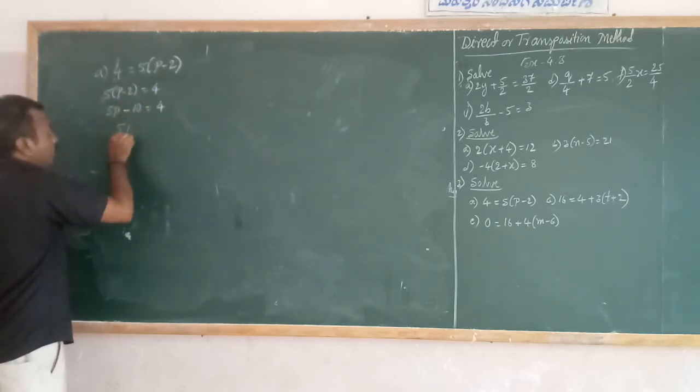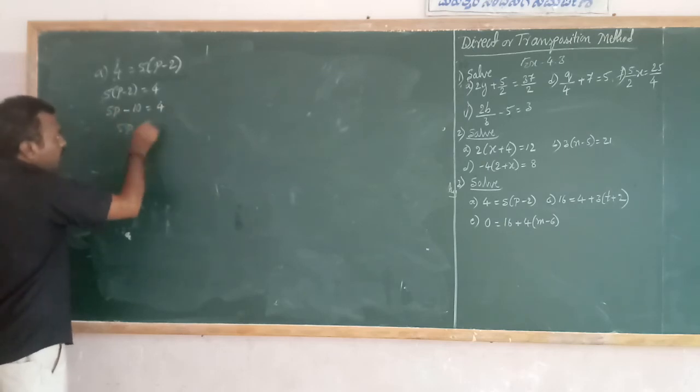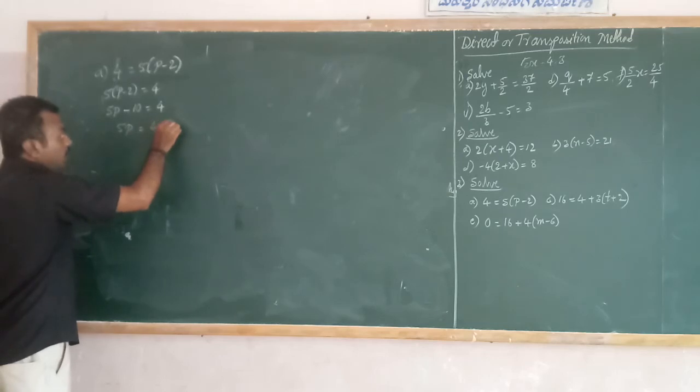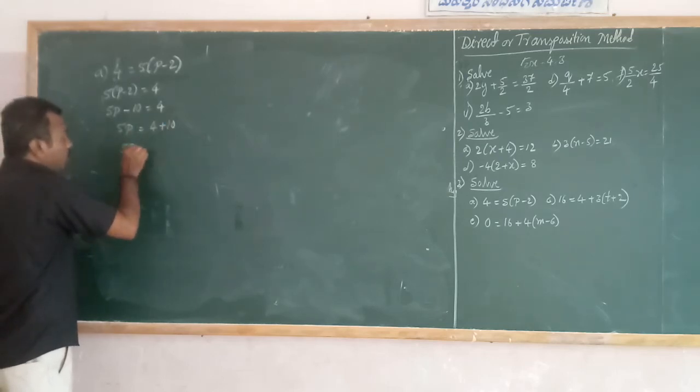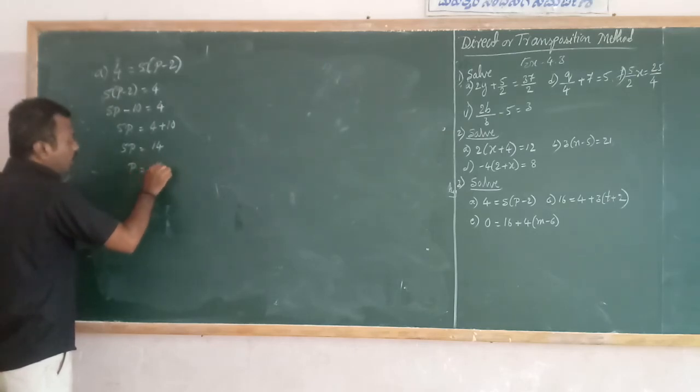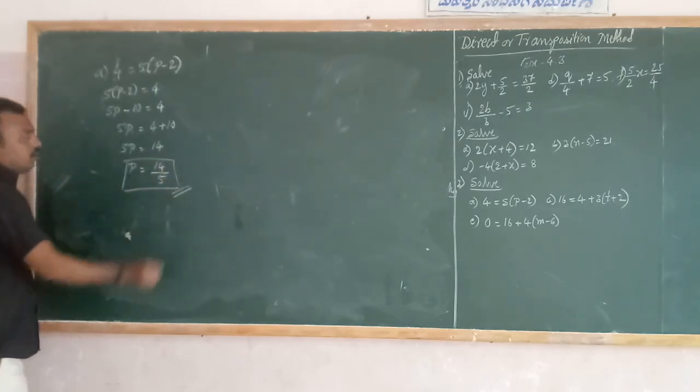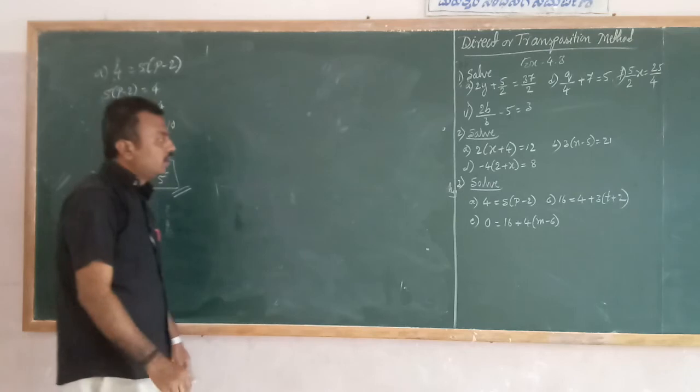Now 5p we have to keep in the LHS. Minus 4 we have to send, so 4 we have to write. Minus 10 becomes plus 10. So 5p is equal to 10 plus 4, 14. Therefore p is equal to 14 by 5, since 5, if it goes to the RHS, becomes divided by 5. Very simple. Okay. Next.